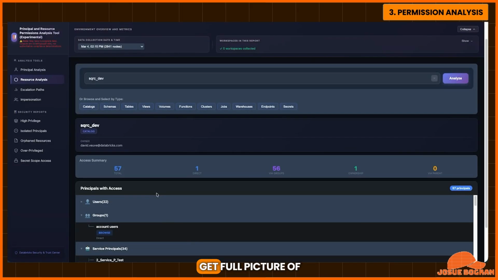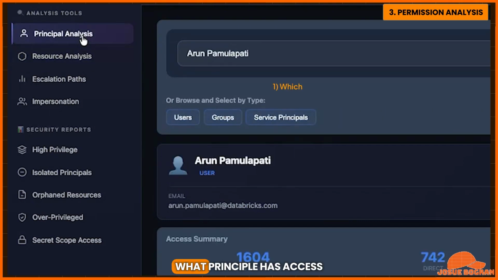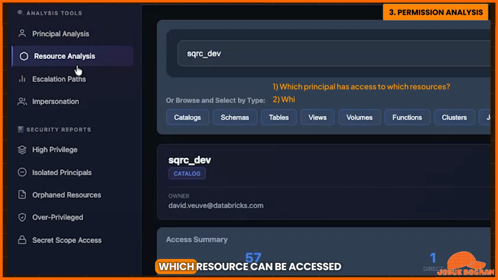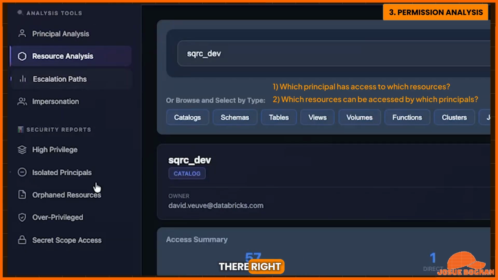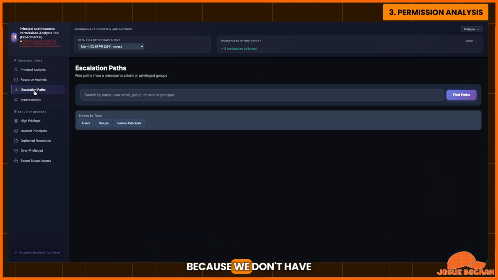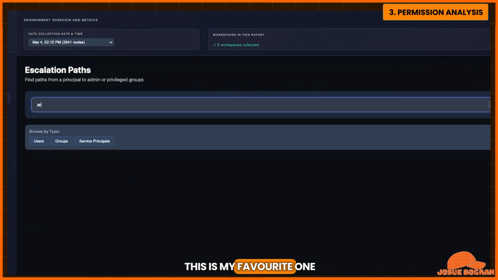So you want to get a full picture of which principals have access to what resource. The first one was what principal has access to what resources. The second one is which resource can be accessed by what principals out there, right? The last one I would highlight, because we don't have time to go through all of them, is escalation paths. This is my favorite one in this.